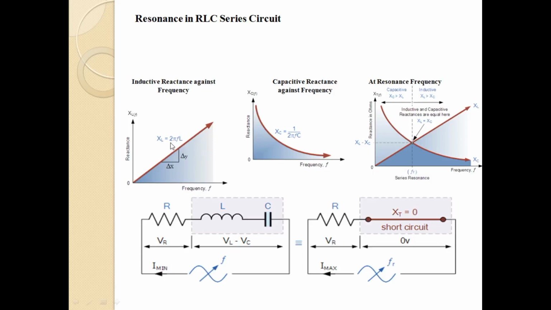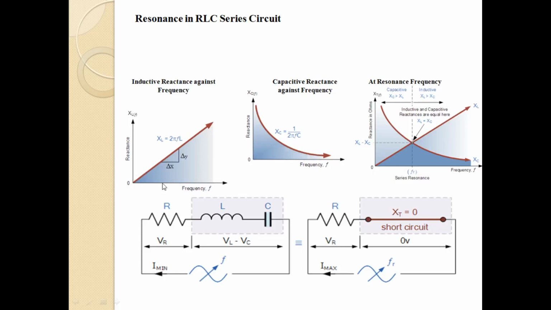Here you can see that the inductive reactance is in direct relationship with the frequency. That means when the frequency increases, inductive reactance increases. And here this is the equation for the capacitive reactance, and it is given by 1 by 2 pi FC. Here you can see that the capacitive reactance is inversely proportional to the frequency of the voltage source. That means when the frequency increases, XC will be getting decreased, and when the frequency decreases, XC will be higher.